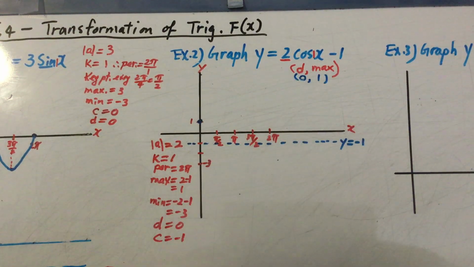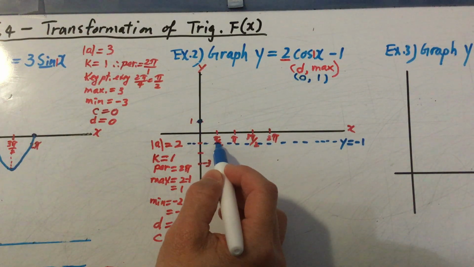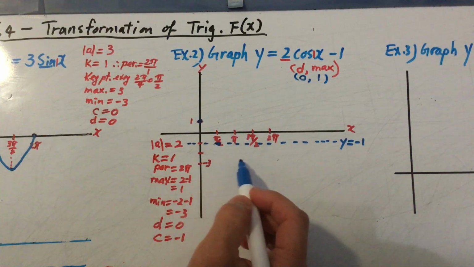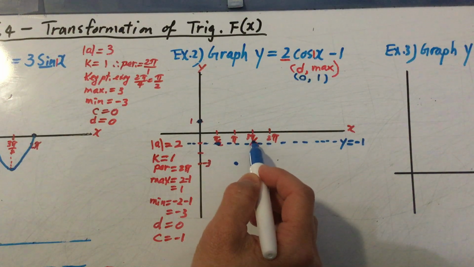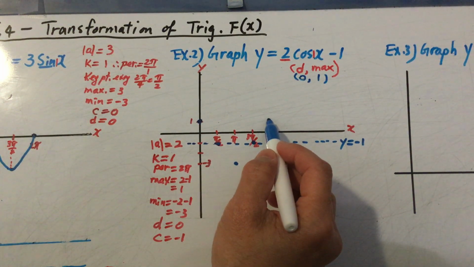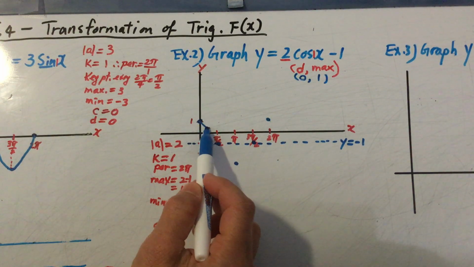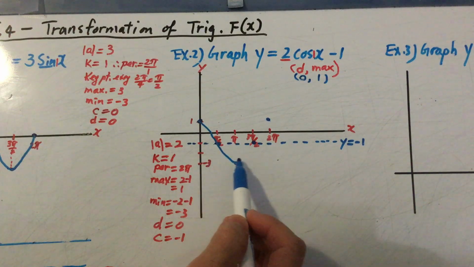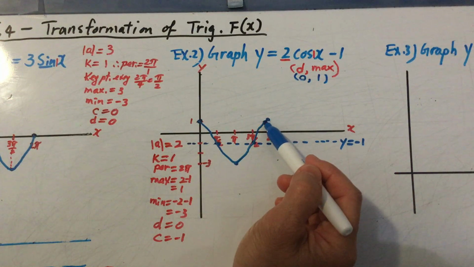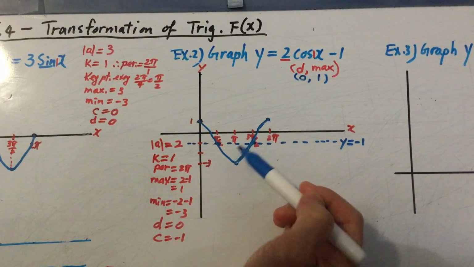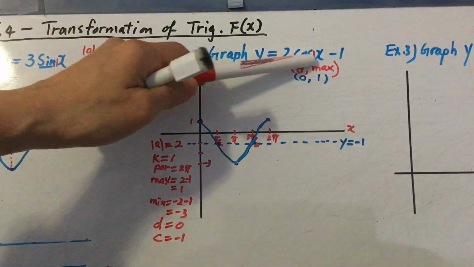Okay, so in this case, it's going to be 0 and 1. Okay, so the first quarter, we're going down to the middle line. The second quarter, we'll go down to the minimum. And the third quarter, we're back to the middle line again. And the last quarter, we're back to the maximum. Okay? So when you connect all of these points with a smooth curve, this is going to be the one cycle of 2 cos x minus 1.